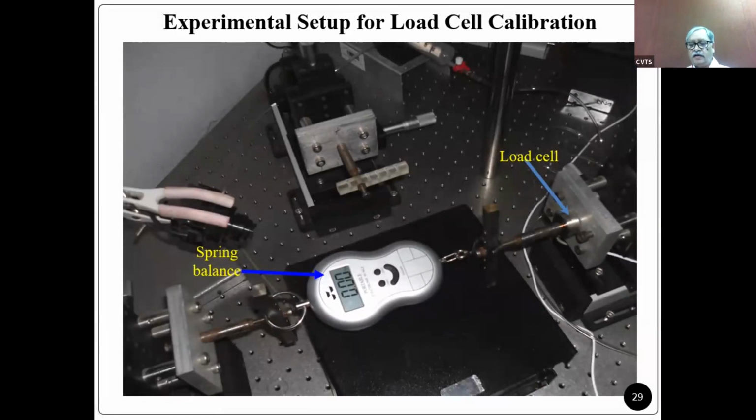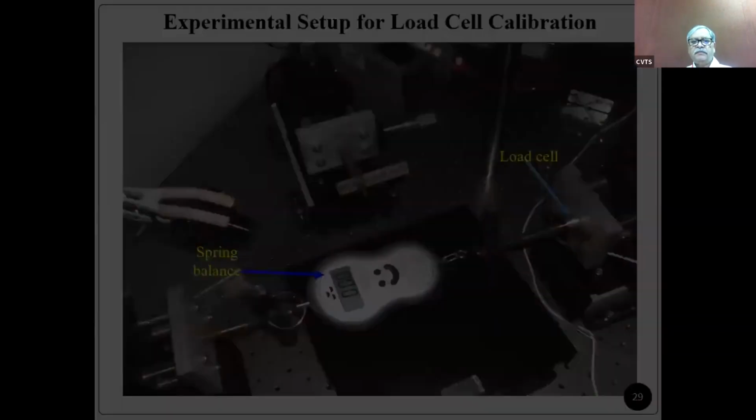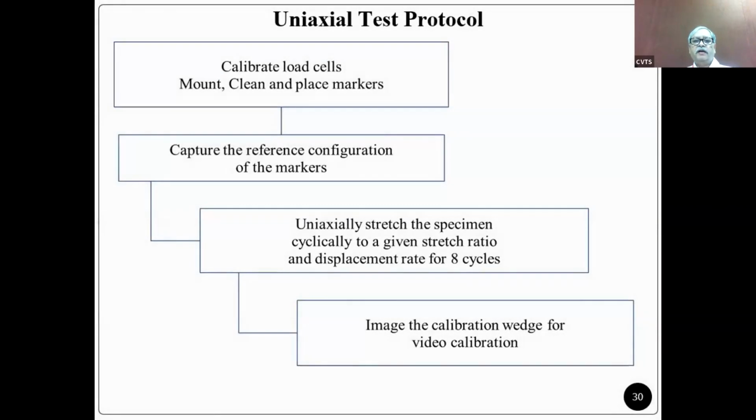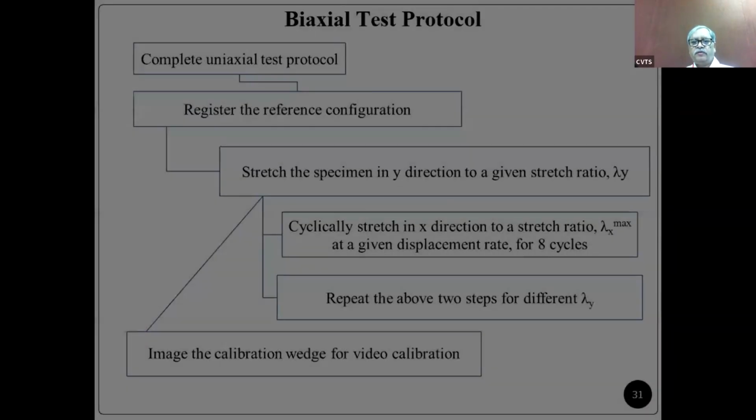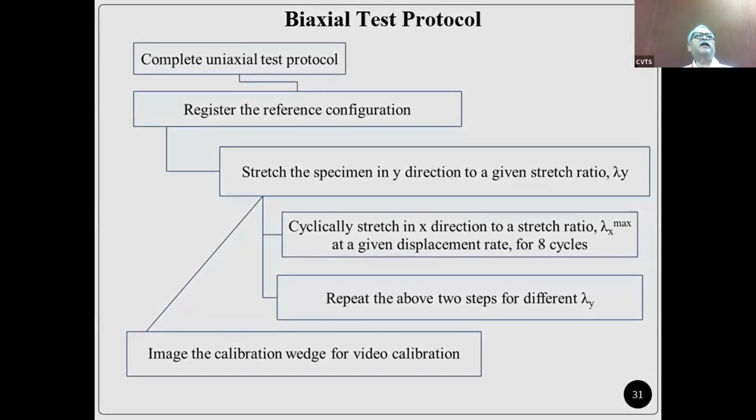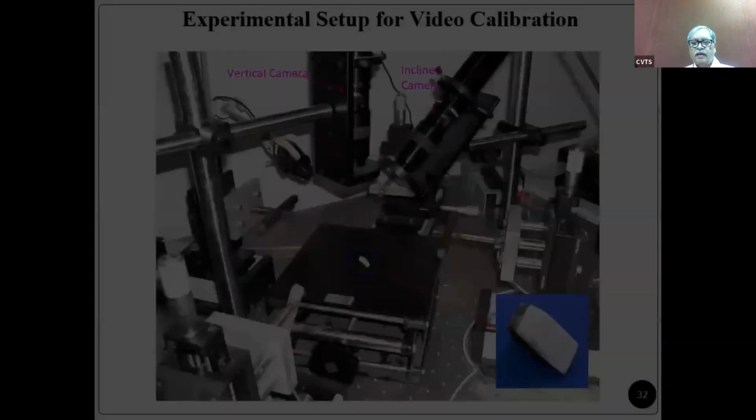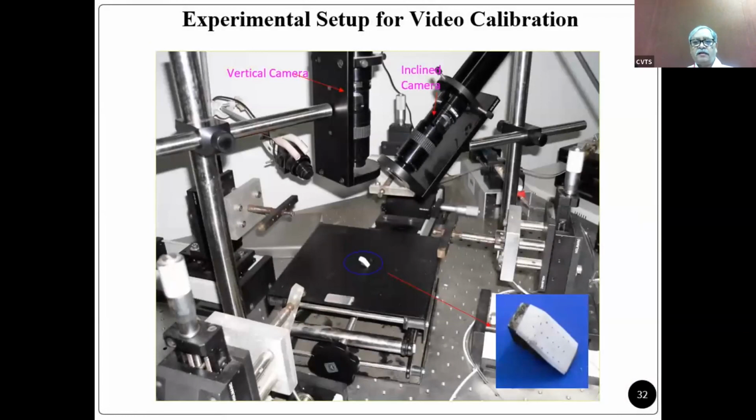So the load cell is there. And these are the protocols, how much we are doing. There are 3 protocols. I'm not going to show you. And this is basically the final thing that comes in. And when this comes, the results are amazing.